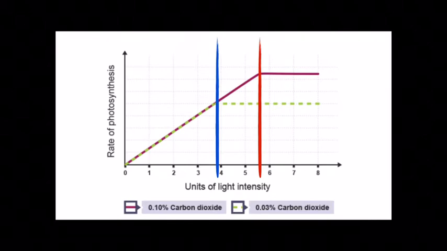So why is the green line not as high as the purple line when they both have 8 units light intensity? Well, look at the key at the bottom. The green line has 0.03% carbon dioxide concentration, whereas the purple line has 0.1, which is higher. So therefore, the purple line is higher because it has more carbon dioxide concentration. So therefore, between the purple and green line, the concentration of carbon dioxide is the limiting factor.